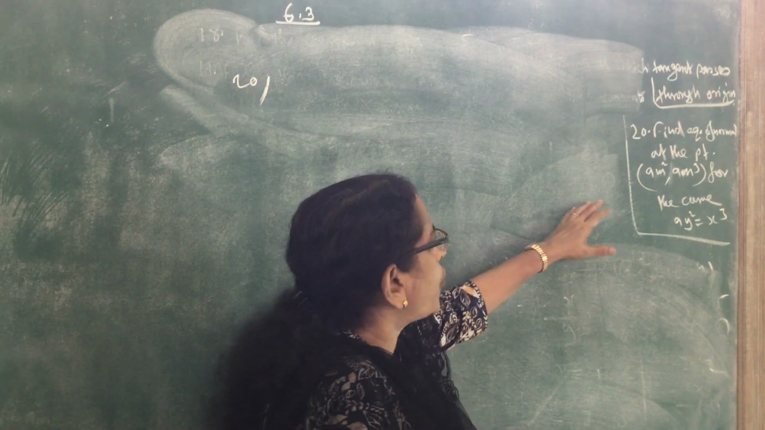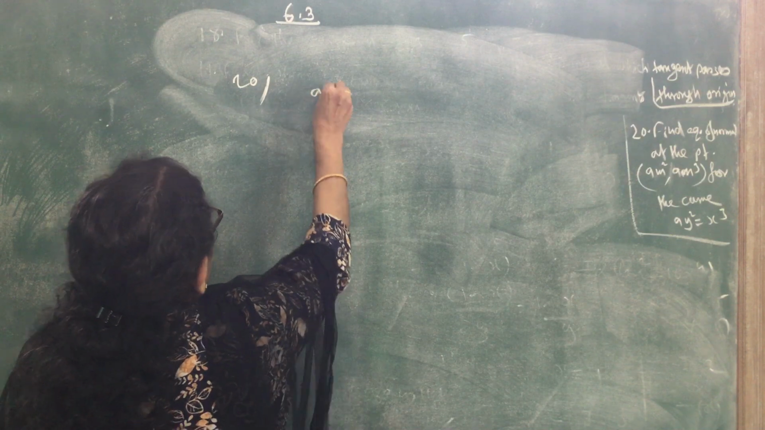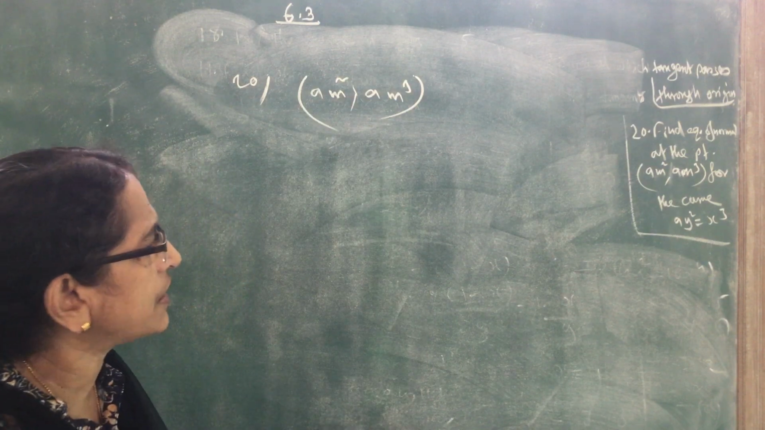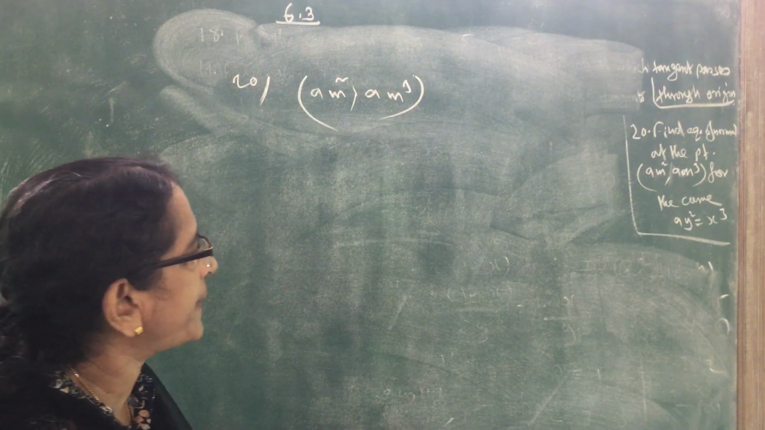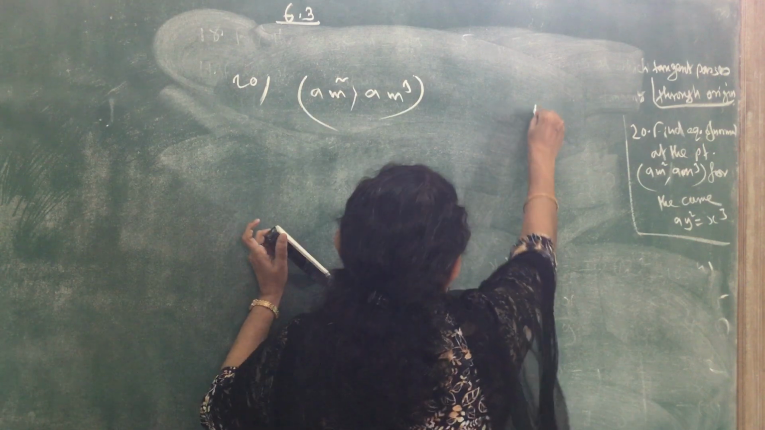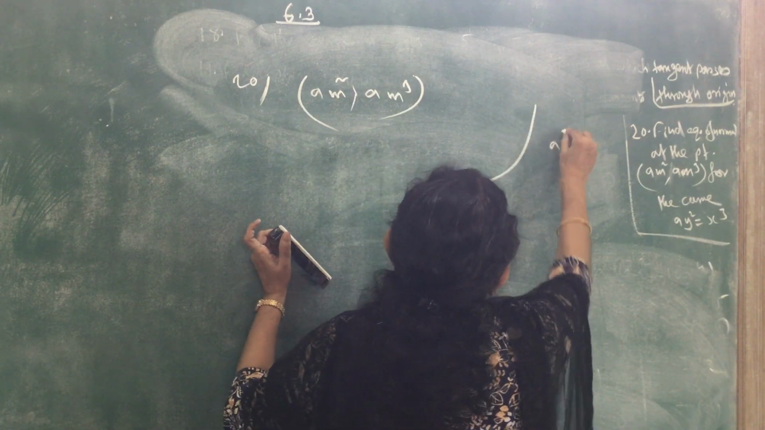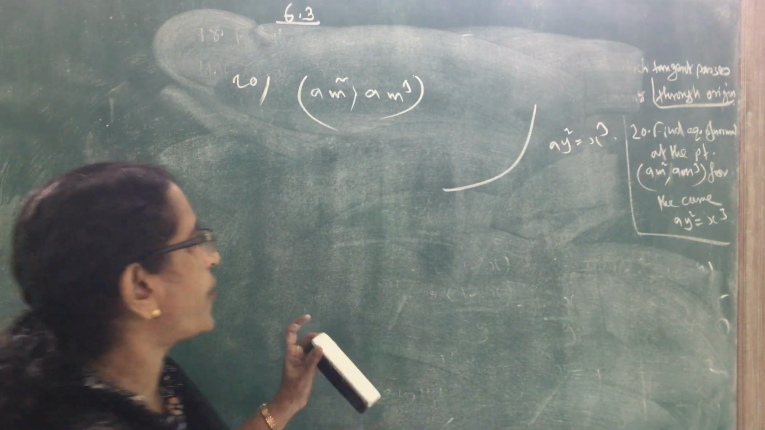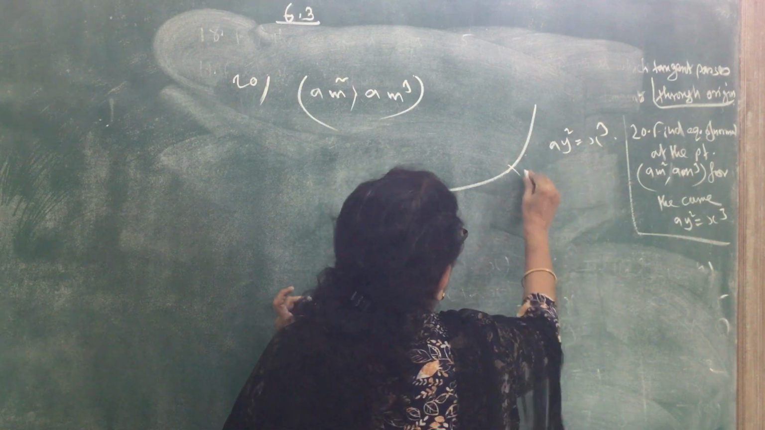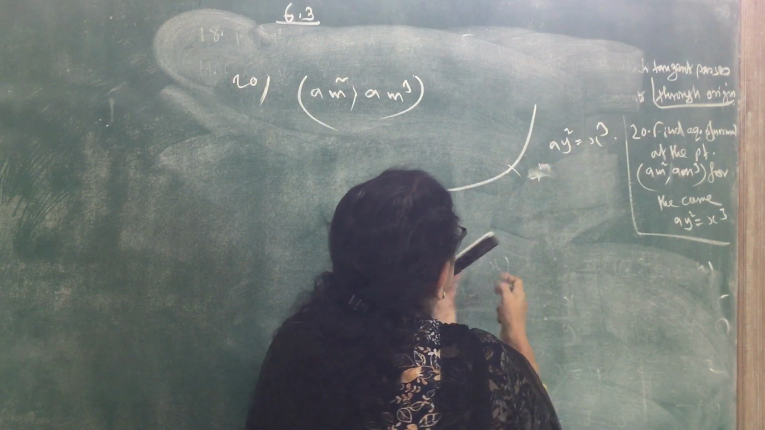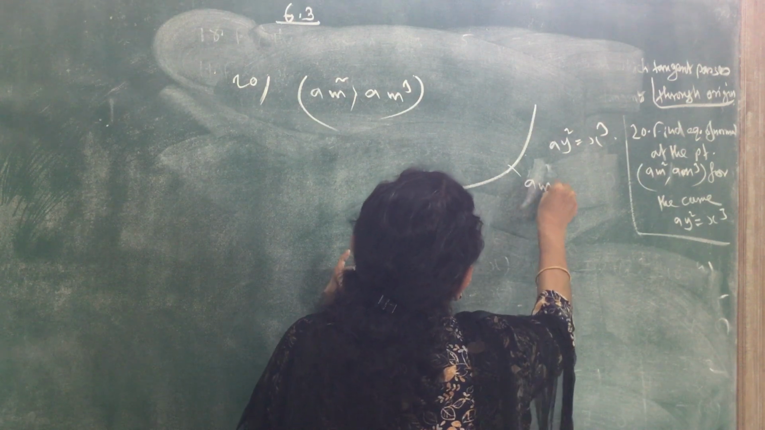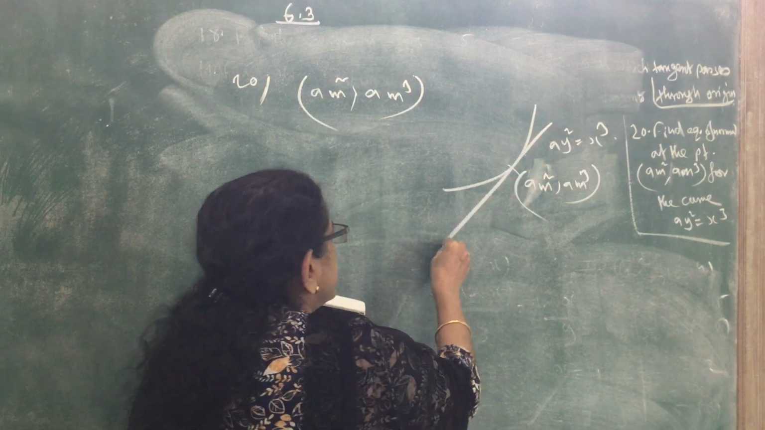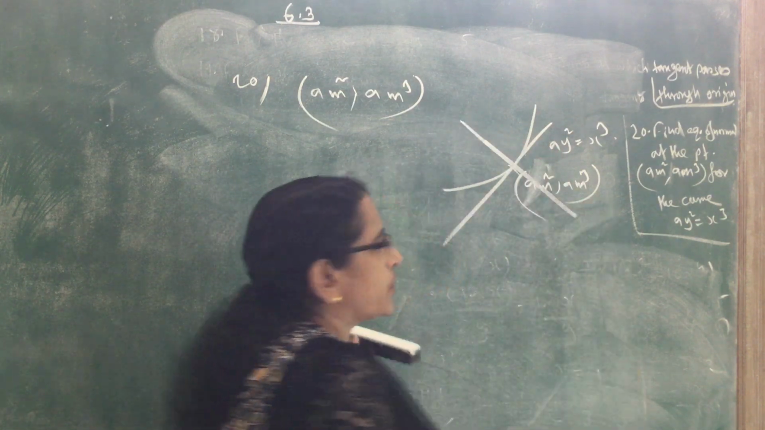Find the equation of normal at the point (am square, am cube). This is the point on the curve at which we want to find the equation of normal. What is the curve? Suppose this is the curve, ay square equal to x cube. This is the given curve. We have to find the equation of the normal at the point (am square, am cube). At this point we have the tangent, and we have to find the equation of normal.